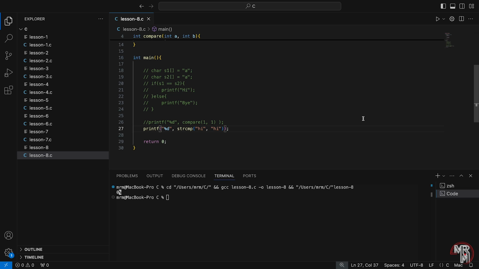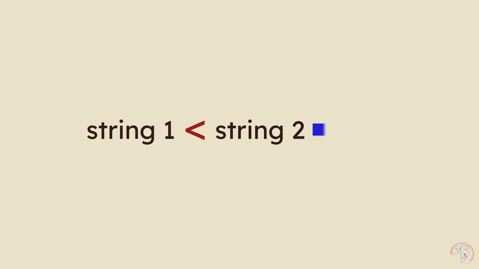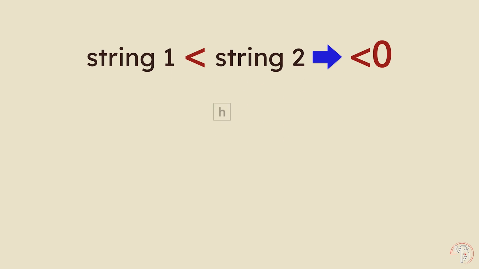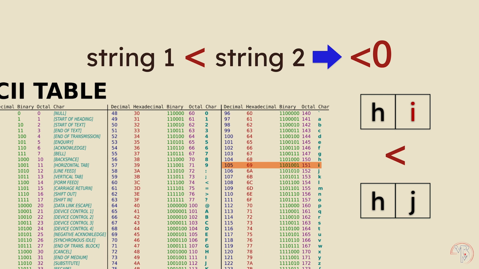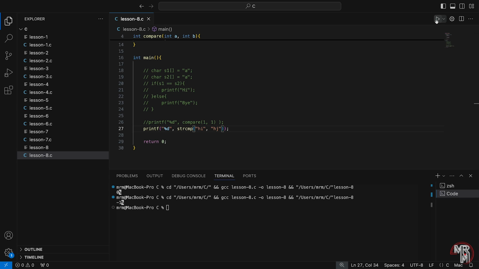Now, let's see what will happen if the two strings are not equal by changing the second string to, say, hj. Well, in this case, I get -1. So when the first string is alphabetically less than the second string, the strcmp function returns a negative number. In this case, the string hi is less than the string hj because the first non-matching character of the first string, which is i, is alphabetically lower than the corresponding character of the second string, which is j. And if we change the second string to, say, hh, making the first character of the first string alphabetically higher than the corresponding character of the second string, the function will return a positive number.